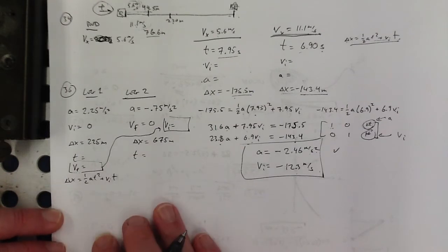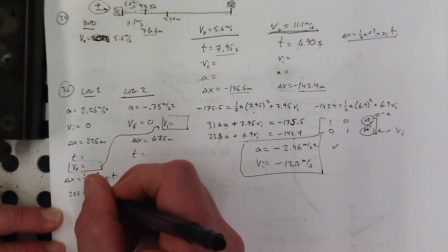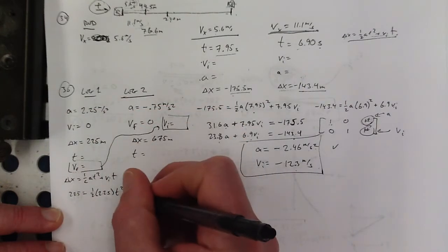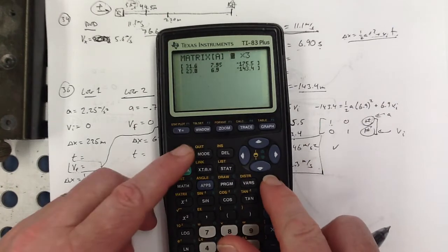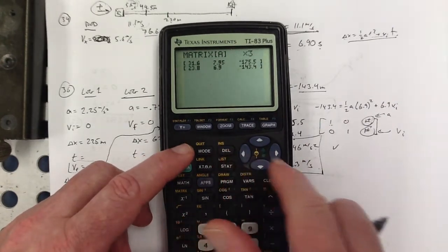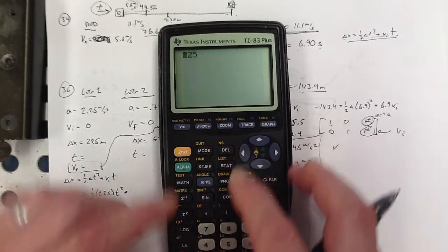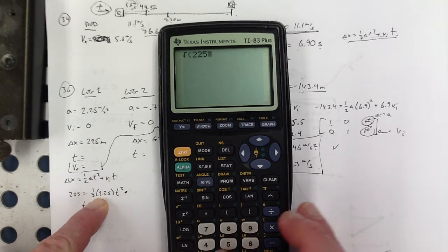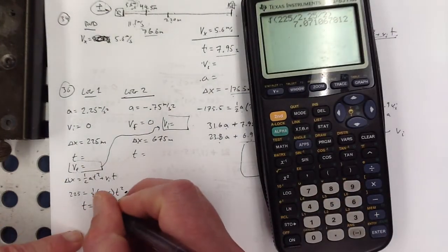All right, so I think I need this time first. Delta x is equal to 1/2 a t squared plus vit, and the vi is 0. So that's just this. Gonna have to find, actually I need the square root of 225 over 2.25 over 2. That's about 7.07 seconds.